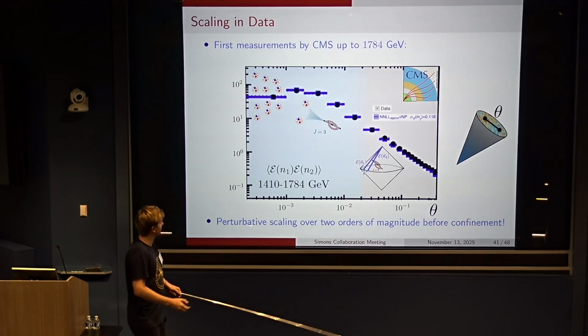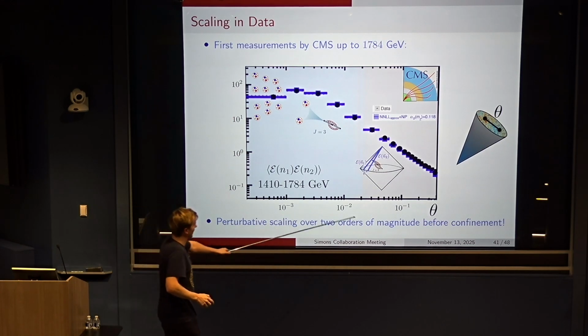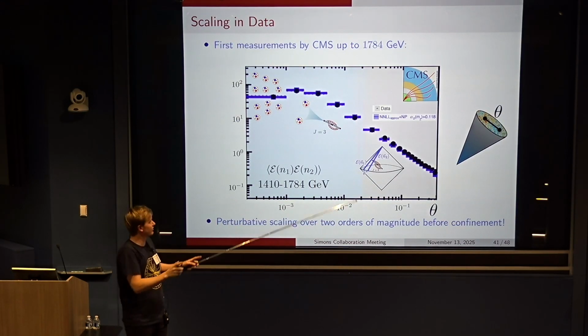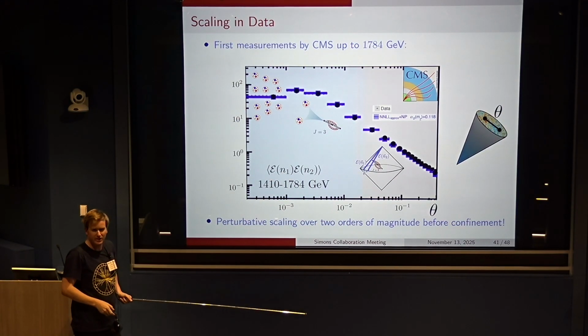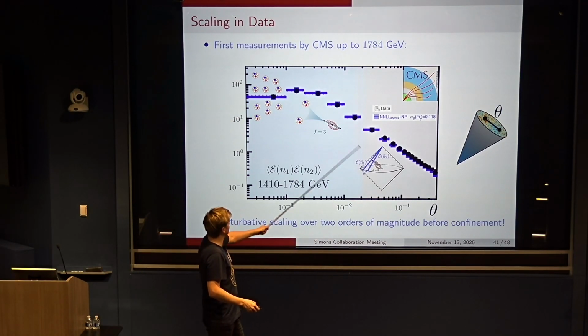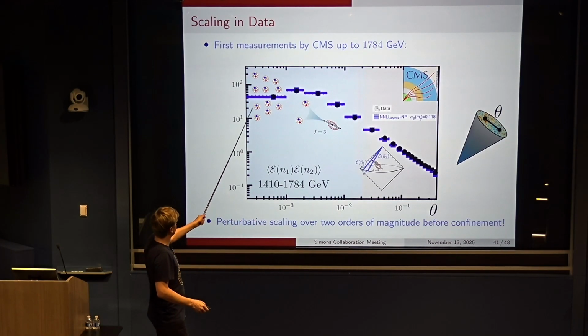So the first thing we can do is measure this 2-point correlation function. This is a function of the angles between these two detectors. And so instead of having this nice plot which I showed before, we can only zoom in on the collinear limit. But the very nice thing is you can just see by eye this beautiful scaling behavior dictated by the operator product expansion before the confinement transition.